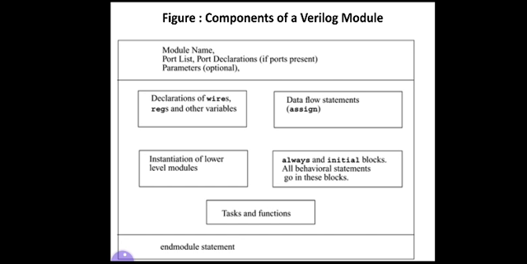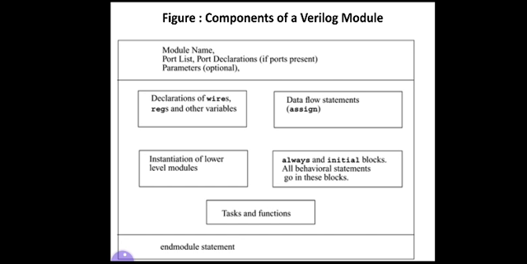So in the first block we have a module name, port list, port declarations. If there are any ports, then only the port declarations will come. Then parameter list. So parameter list is optional. If you have any parameters that need to be declared, then only it can be used.